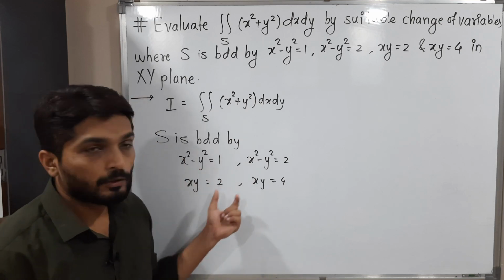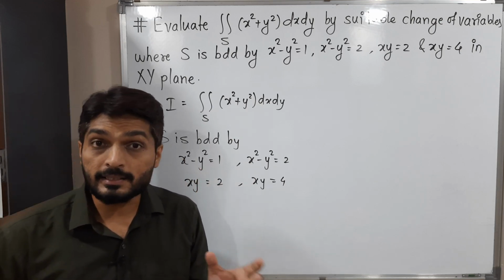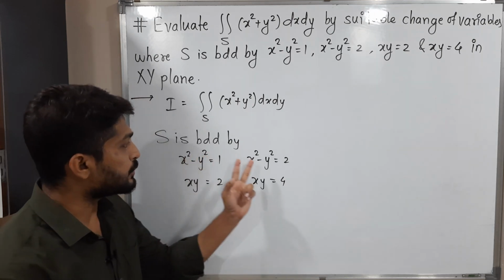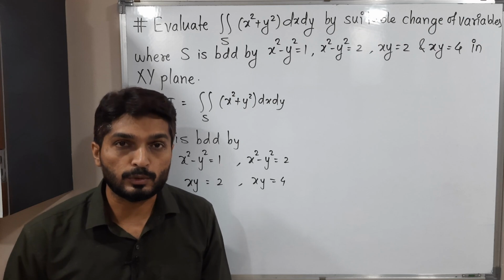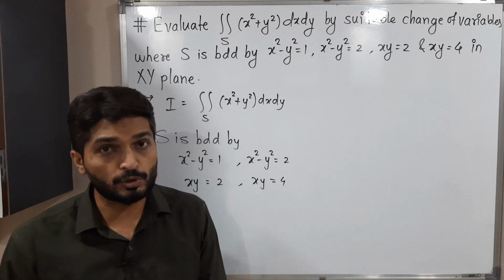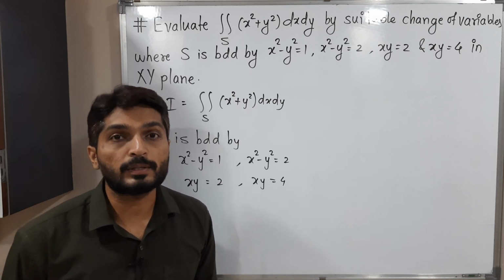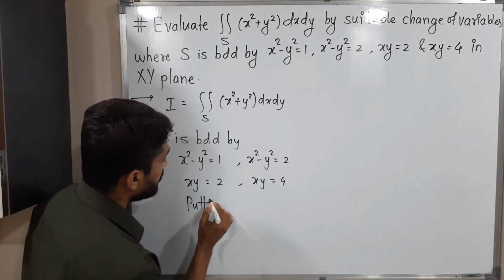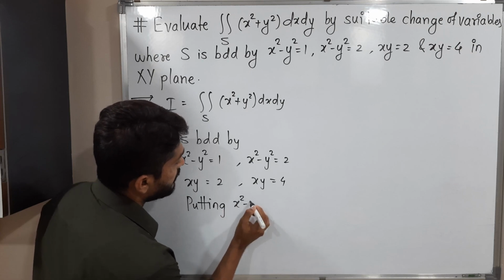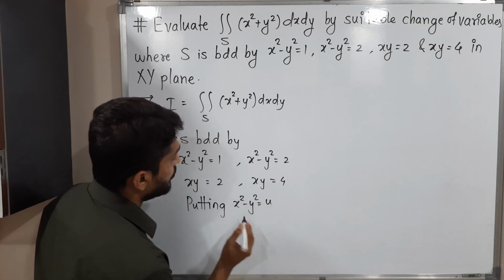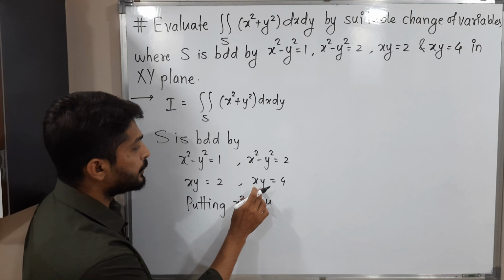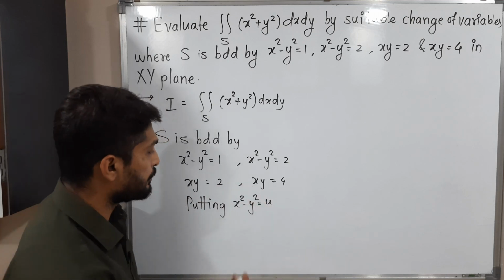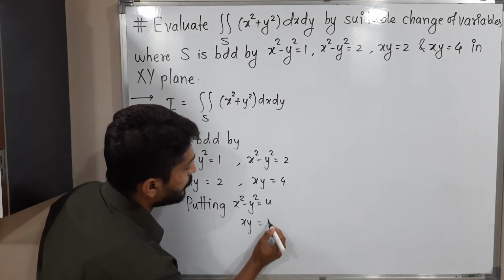See, by observing all these four equations, we can easily see there is some pattern. What is that pattern? x square minus y square, here is also x square minus y square. So I will select the same thing for my substitution. So I am going to put, putting x square minus y square is equal to u. And here xy is equal to 2 and xy is equal to 4. That means xy is repeating there. So that's why I am going to put xy is equal to v.